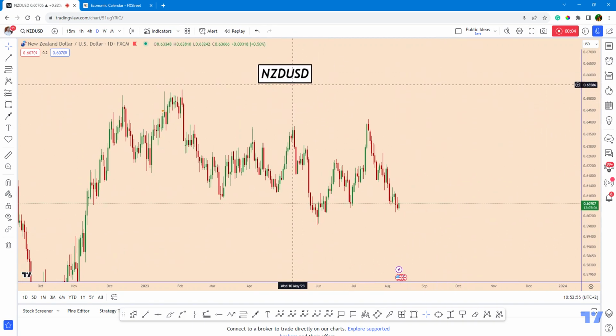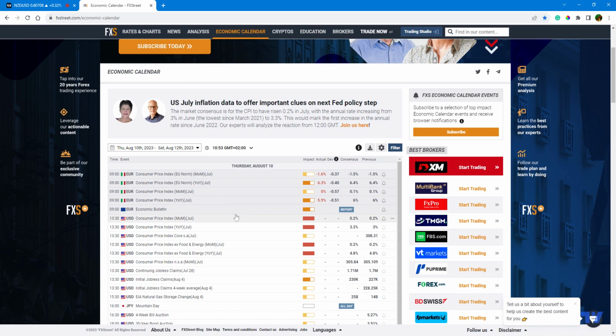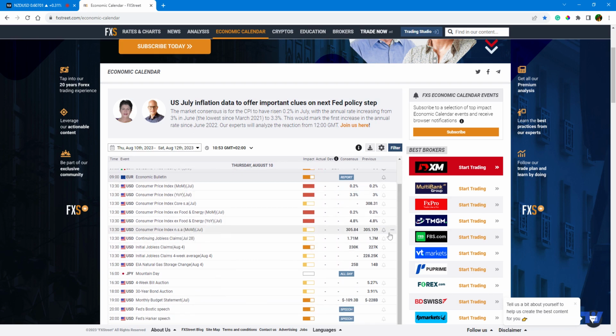Today we are going to look at New Zealand and USD dollar analysis. From the fundamental perspective for today, we should know that the market will focus on the CPI data from the US. It is the only economic event for today, and it will also be the catalyst for the market moves.